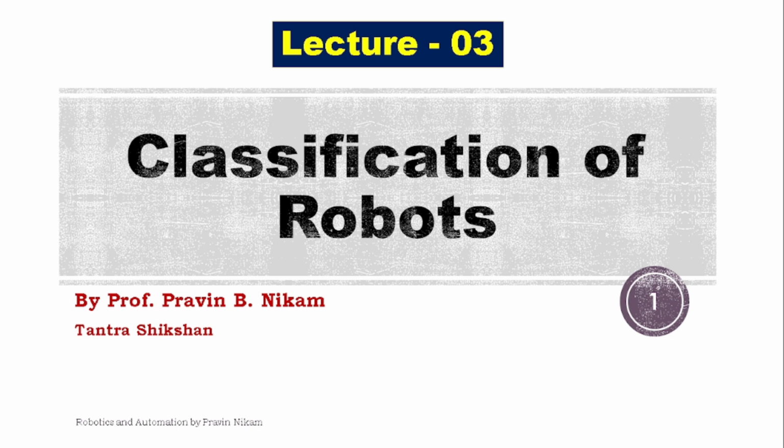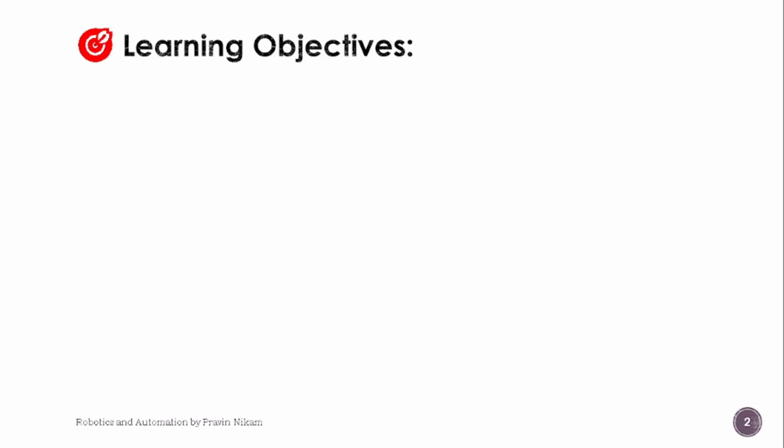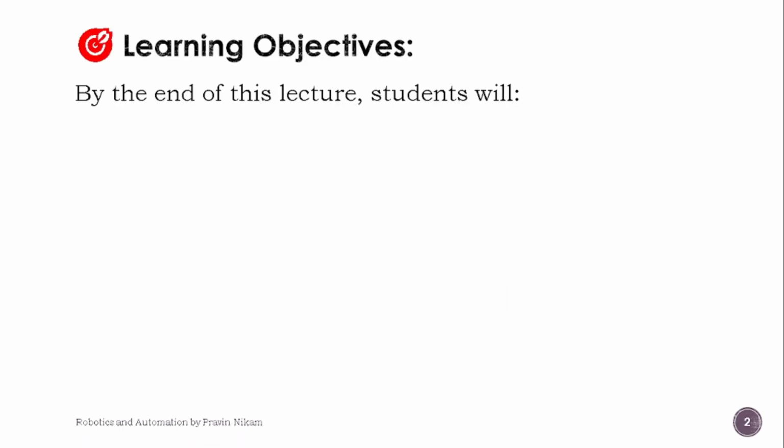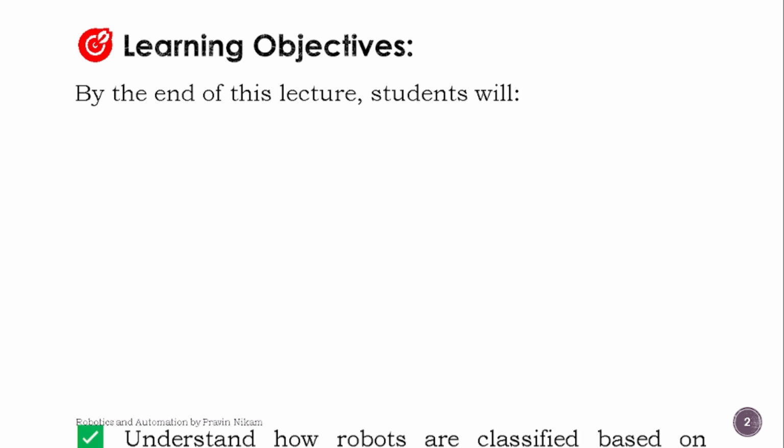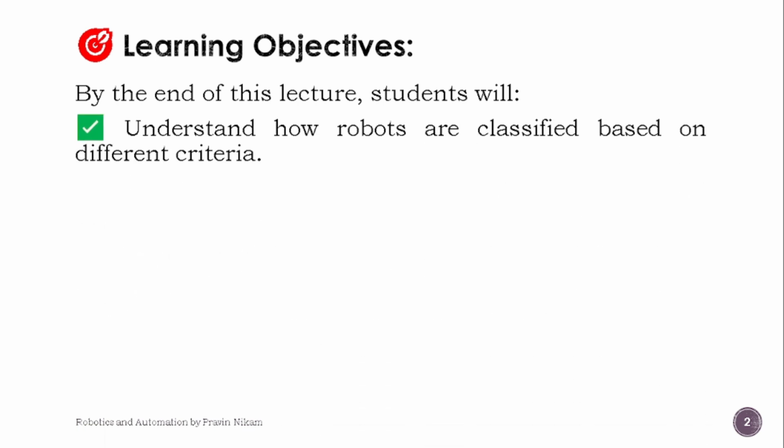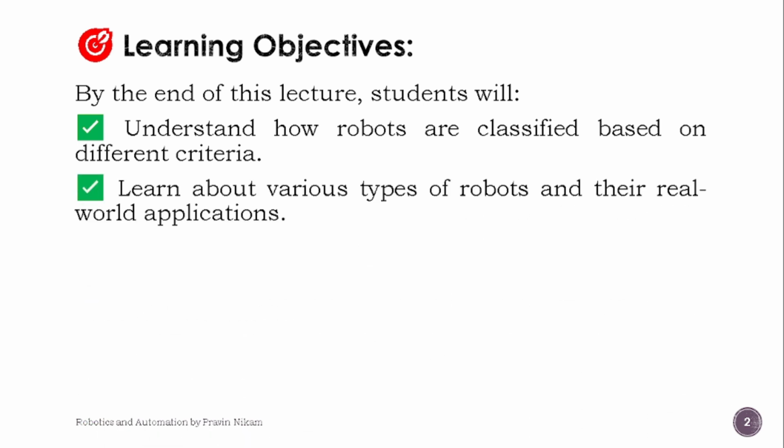The topic of this video lecture is classification of robots. Learning objectives of this video lecture: by the end of this lecture, students will understand how robots are classified based on different criteria, and learn about various types of robots and their real world applications.